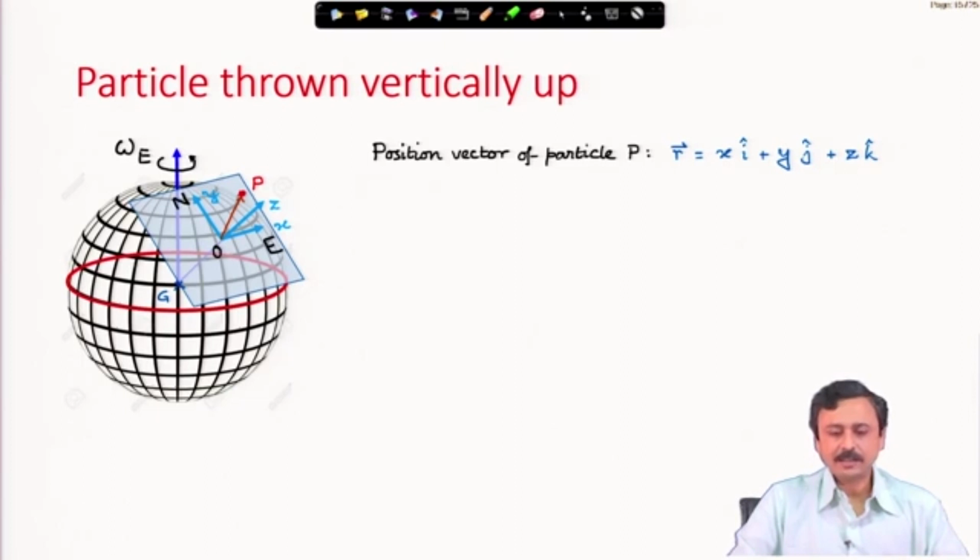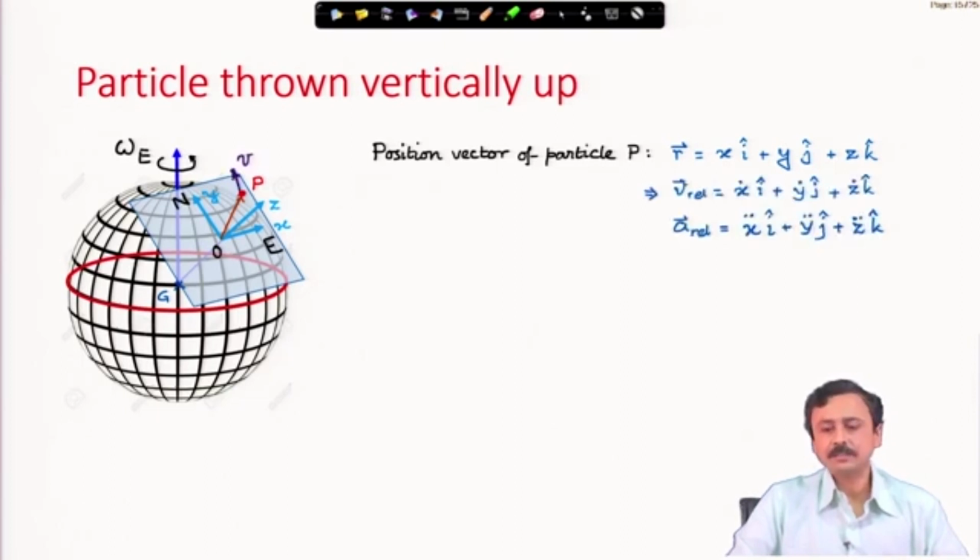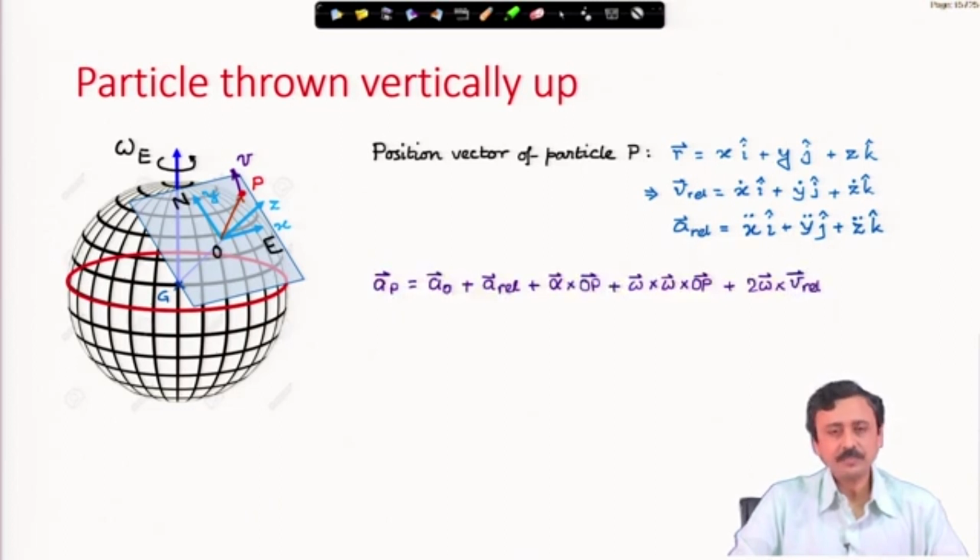Currently the particle is at that location and has a relative velocity, which means this is the velocity that we measure on earth. We will represent the velocity as seen by the inertial observer a little later. So, the relative velocity is x dot i cap plus y dot j cap plus z dot k cap as measured by us on the earth. Now, what is the acceleration the inertial observer will see for this particle? This is the most general expression.